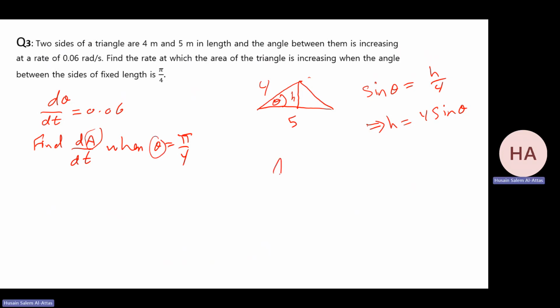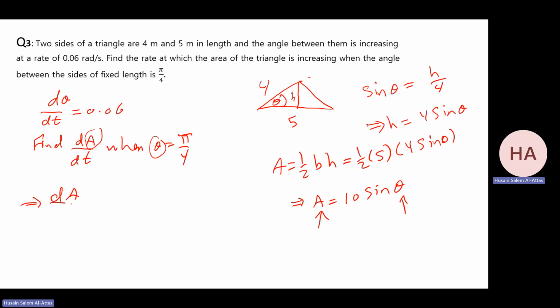You know the area is half base times h. That will be half times 5. h is what? 4 sine theta. And that gives me A equals 10 sine theta. So I relate the area with the angle. The rest is just differentiation and substitution.